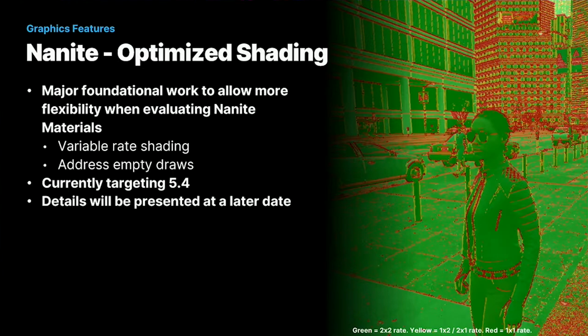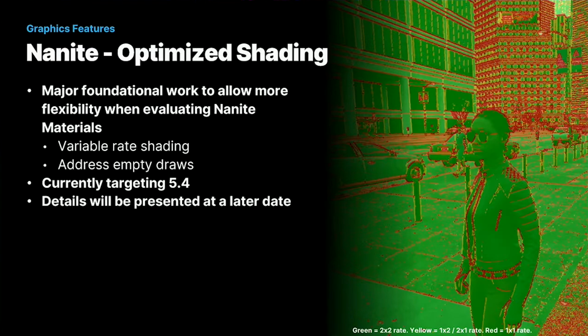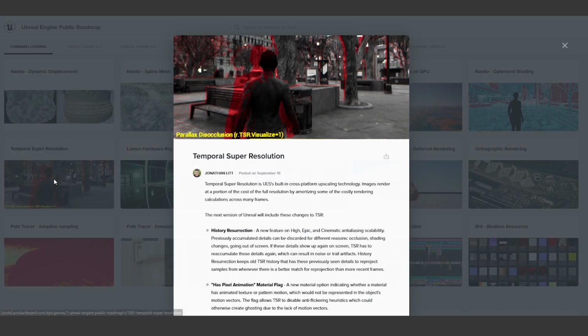The ultimate goal is to fully replace the pixel shader path in its entirety, offering increased performance on both CPU and GPU, improving code maintainability, and it will also make it possible to implement advanced Nanite material functionality that would not otherwise be possible. So this sort of sounds like a Nanite material system that will offer benefits such as performance increases for your CPU and GPU when it comes to material functionality. In rendering, we also have a temporal super resolution update.